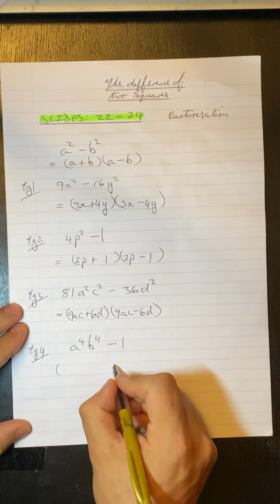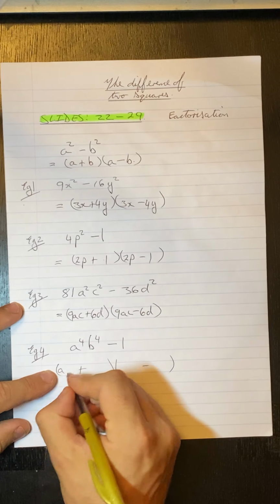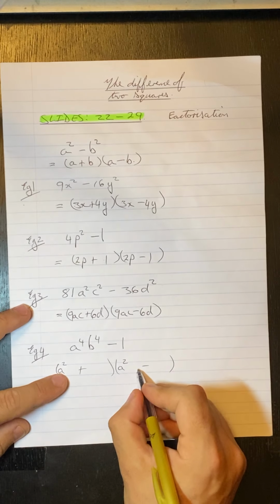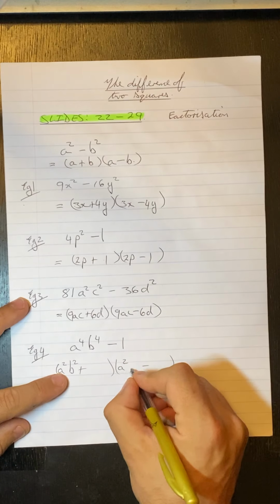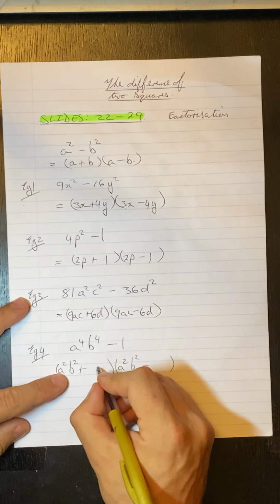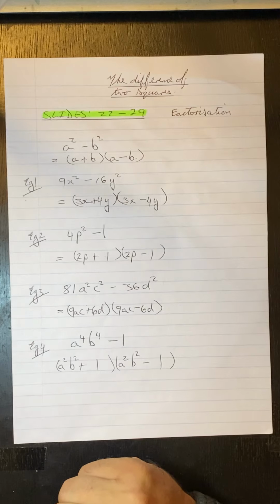We can use the difference of two squares, and I will show you now how we do it. Open up two brackets, plus, minus. What times what will give you a to the 4? It's a2, a2. What times what will give you b to the 4? b2, b2. What times what gives you 1? It's 1 and 1. So we have factorized it in terms of that. But you must be careful, grade 9s.